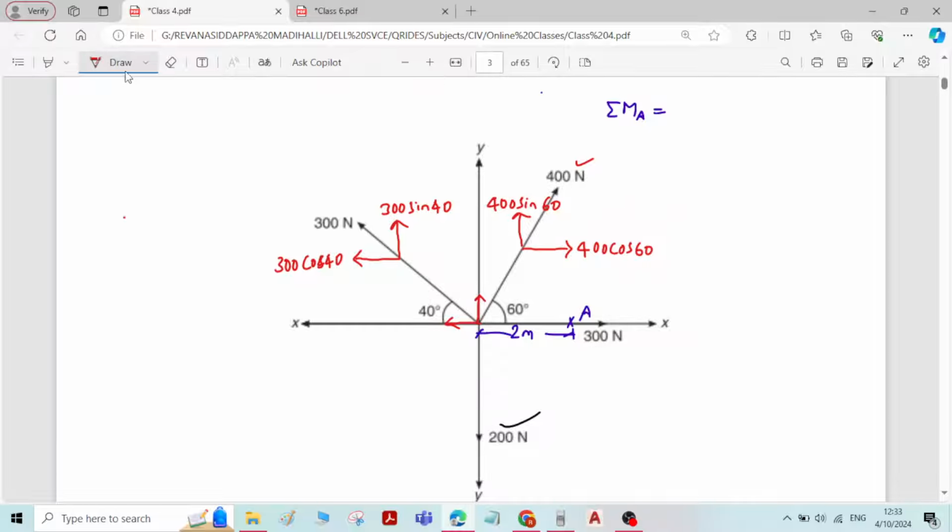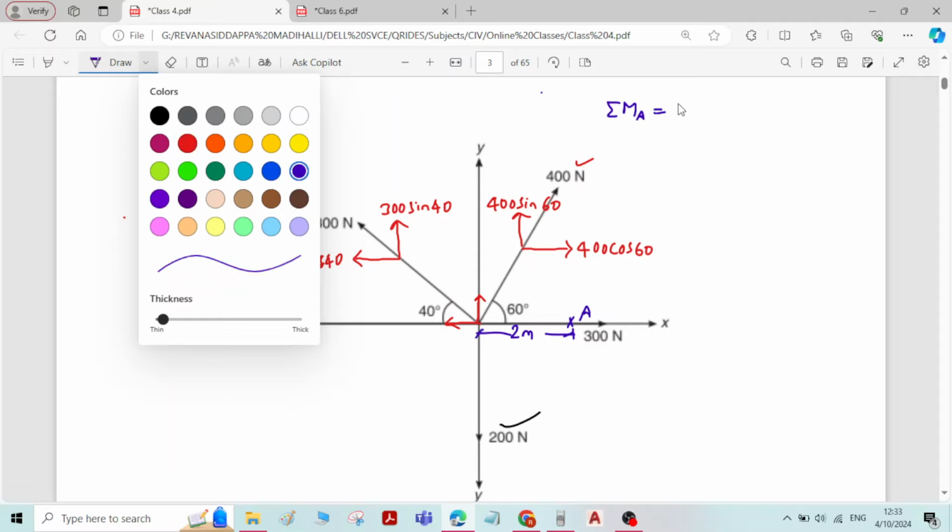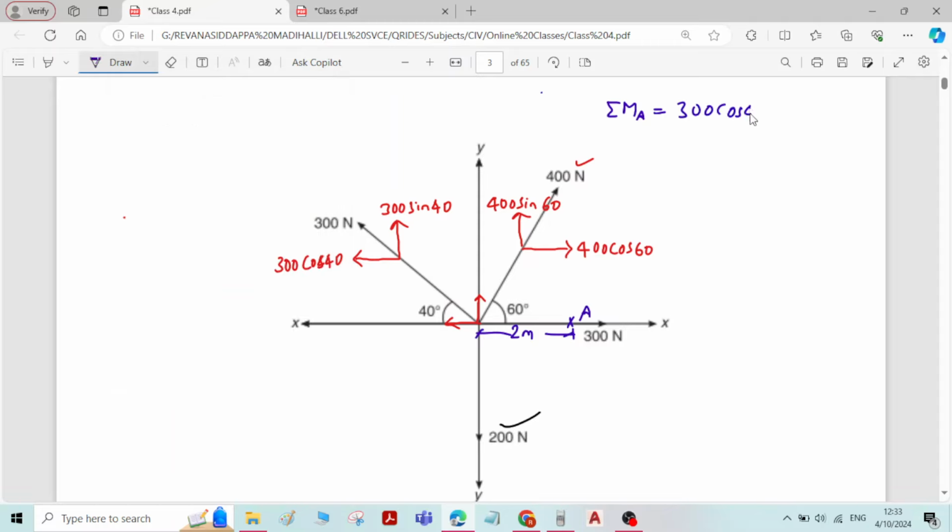Therefore, 300 cos 40 into the perpendicular distance of point A from the line of action. It is 0, because point A lies on the line of action of the 300 cos 40 force, so 300 cos 40 into 0, plus 300 sin 40. This force is acting vertically upwards. So here we have point A, and this is the line of action of the 300 sin 40 force. The distance of point A from this line of action is 2 meter, so 300 sin 40 into 2 meter, and about point A this upward force tends to cause clockwise rotation, so the sign is plus.